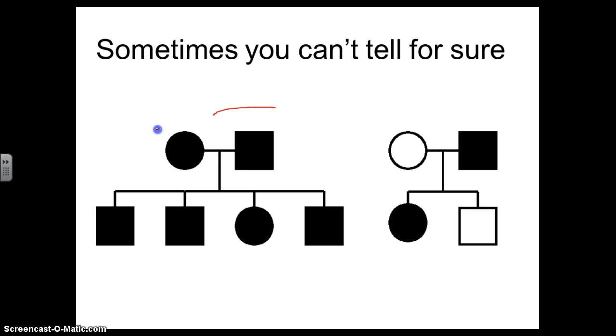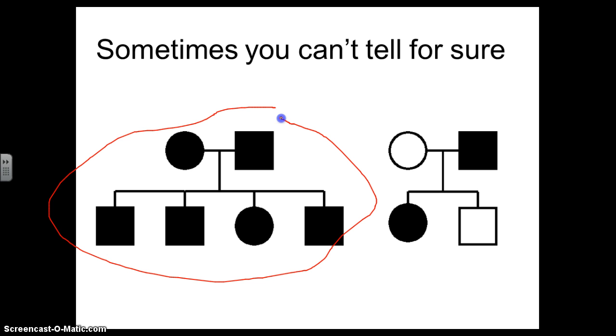This one is likely to be dominant since all the individuals have the trait, but you can't tell for sure. They could all be recessive. And this one you can't tell either. You can try it. You'll see that either way is possible. So sometimes when the pedigree is small, you don't have enough individuals to tell for sure.